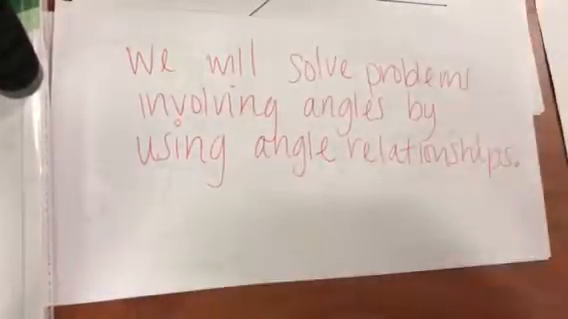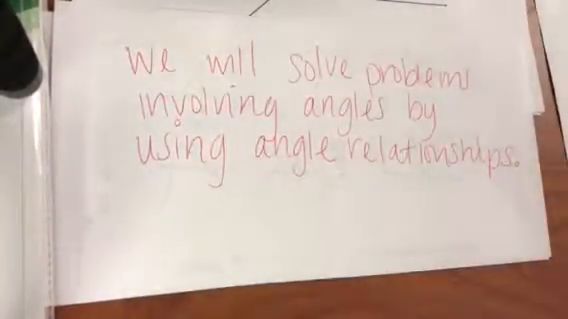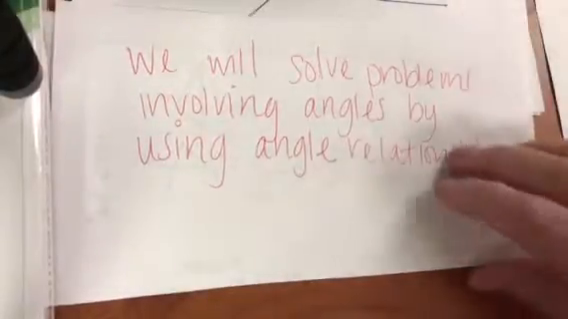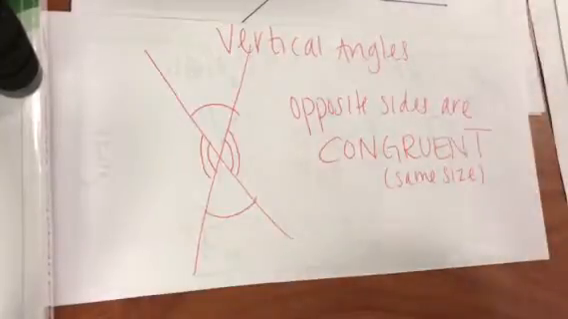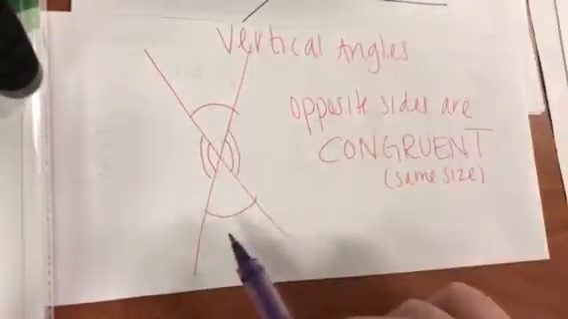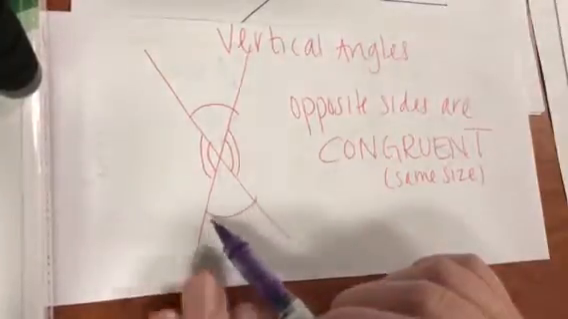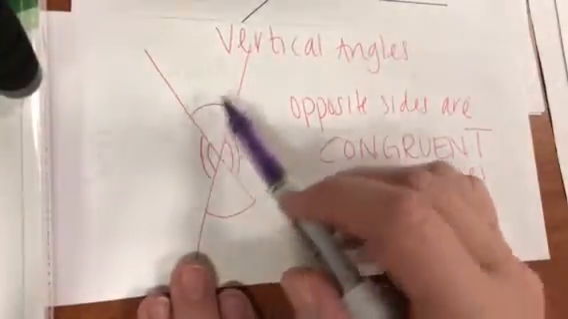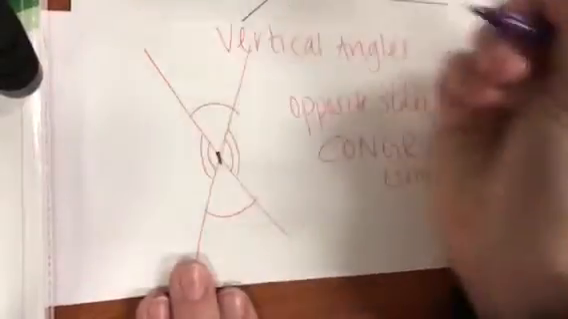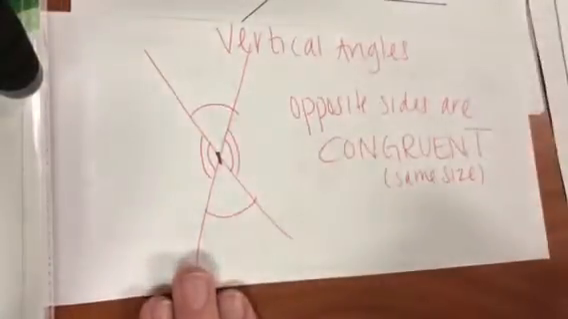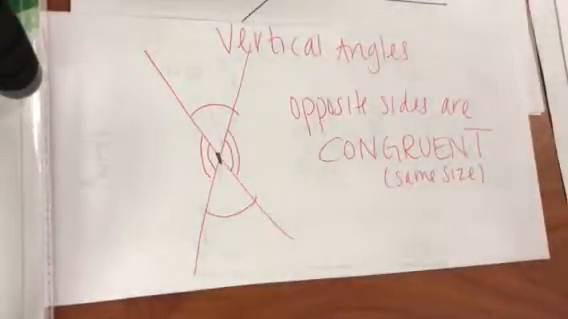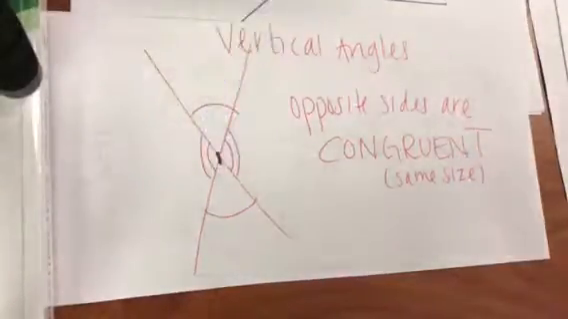So, our learning target today, we will solve problems involving angles by using angle relationships. So let's talk about some of the types of angles that we can have. First off, we have a vertical angle. That means their opposite sides are congruent, so they're the same size. So this angle here is equal to this angle here. Just imagine like a little equal sign right through there. Those are equal. And you all are smart enough to see those look like they're the same size. This is the only time you can assume it because it's actually true.